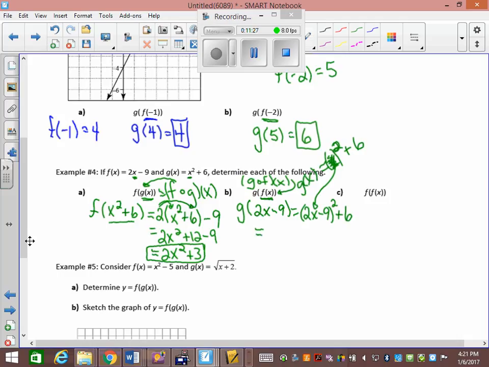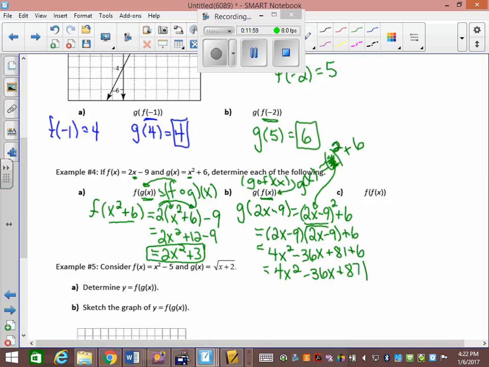Now what did I tell you whenever you have a binomial squared? Take that squared and just cross it out and rewrite the 2x minus 9 twice so that you don't forget to FOIL. 2x minus 9, 2x minus 9, plus 6. FOIL it out, and you're going to get 4x squared minus 36x plus 81 plus 6. And so you get 4x squared minus 36x plus 87. And that's going to be your new graph, the graph of g of f of x.